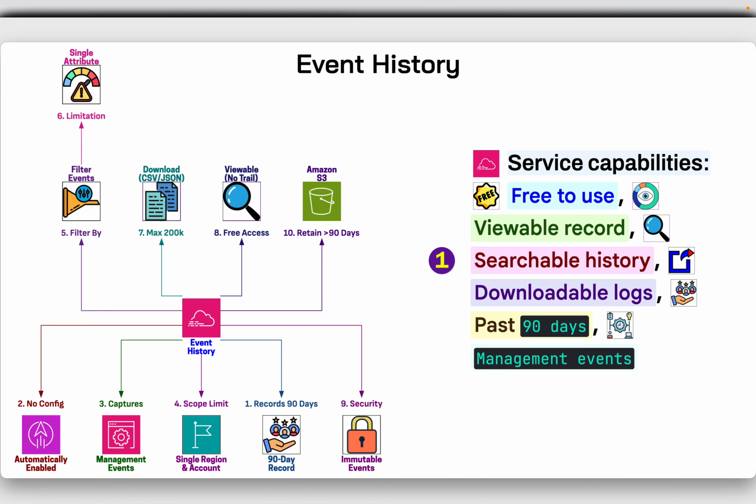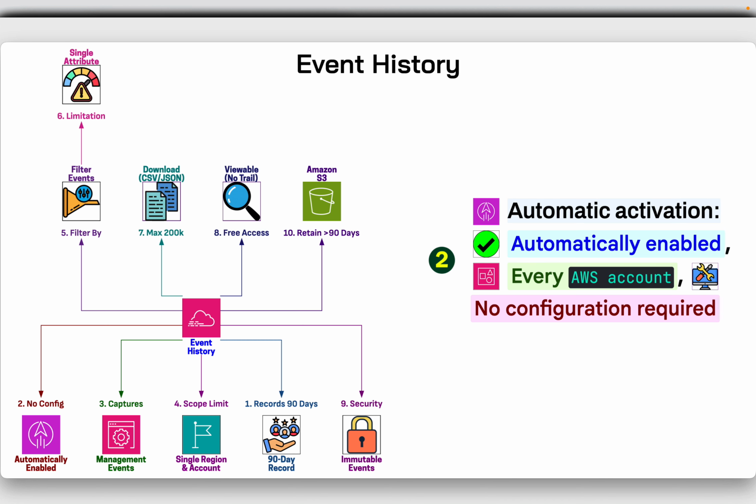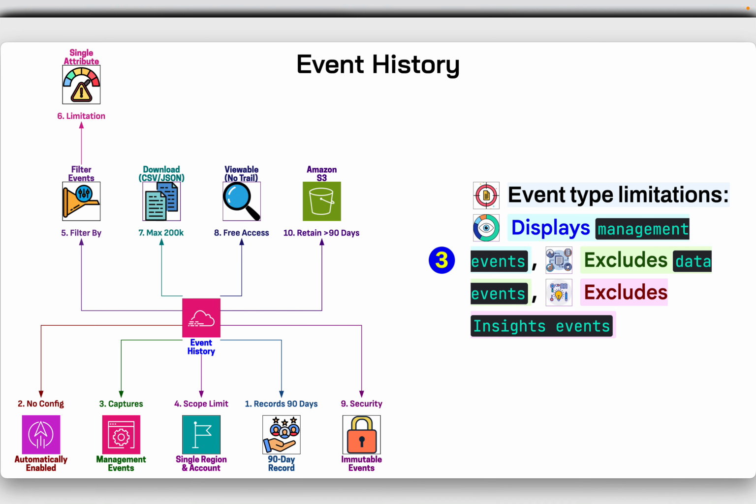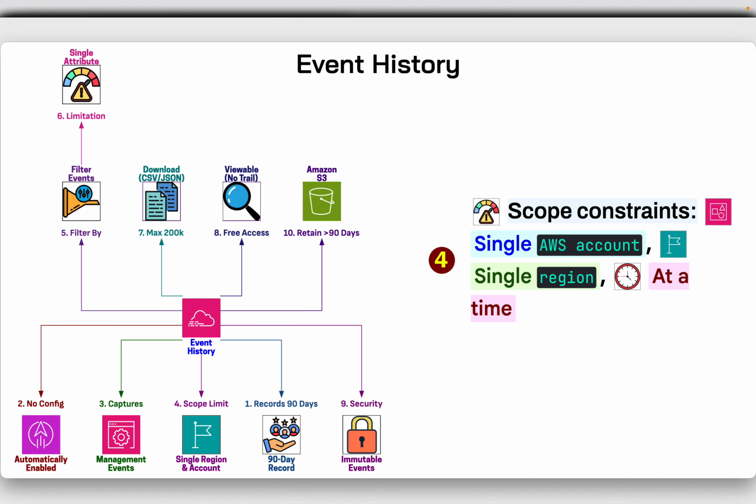Event history provides a free, viewable, searchable, and downloadable record of the past 90 days of management events. Event history is automatically enabled on every AWS account without any configuration required. Event history only displays management events, not data events or insights events. So there are different types of events: management, data, and insights events.